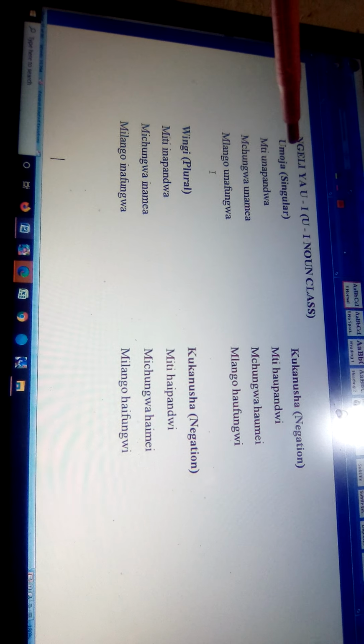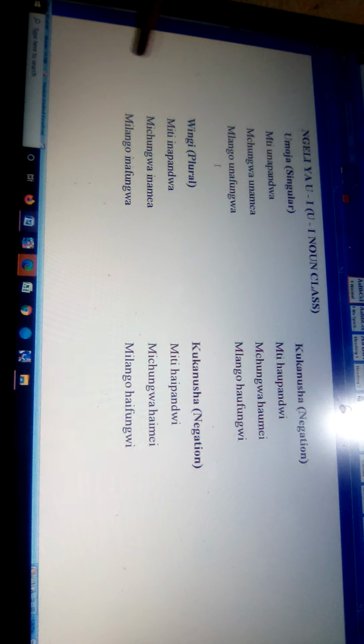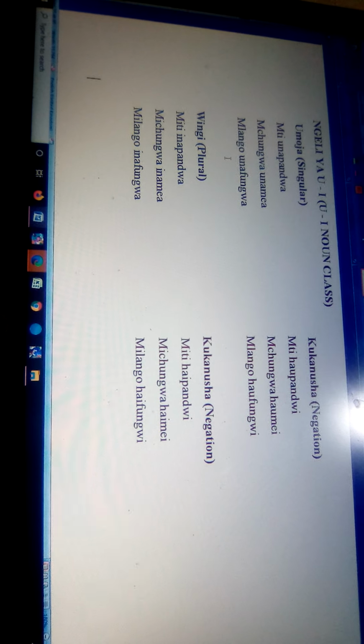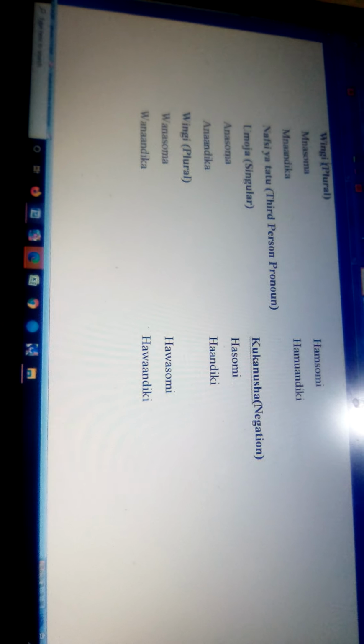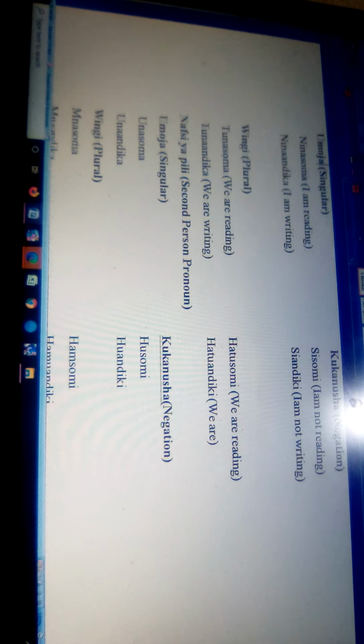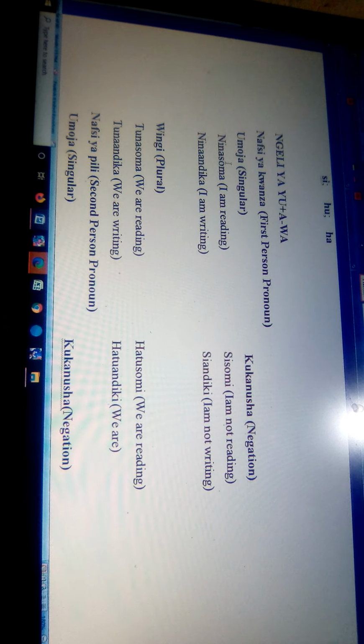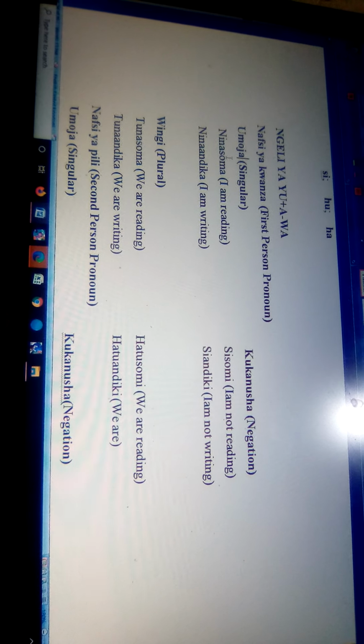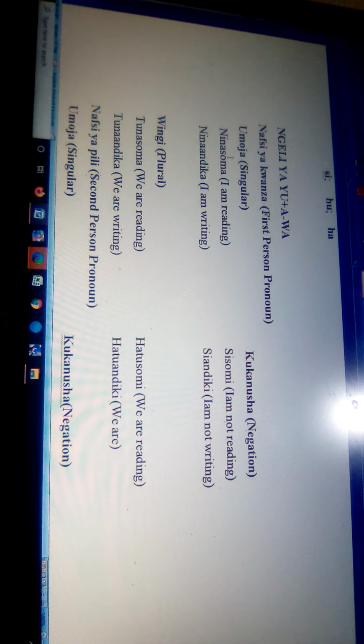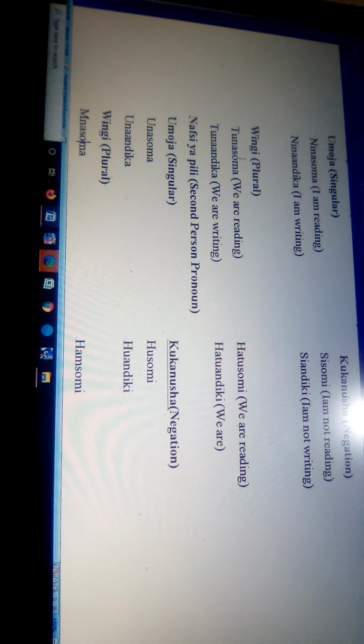Then we have the ngelia ui. Remember, all these sentences I've been looking at are in wakati uliopo. They're in the present tense. Wakati uliopo is the present tense, and the present tense is simply marked by na. All these sentences have na. Once you see na, you just know that this is present tense.